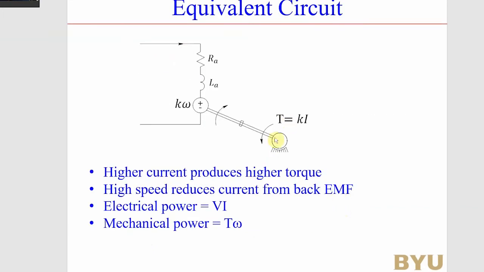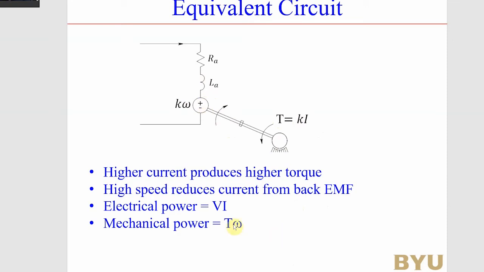So here is our equivalent circuit. So we have some resistance in the lines, we have some inductance because it's basically a big wire loop, and then we have an induced voltage on it, and this is called back EMF. And this is a function of how fast your motor is rotating. And we can also get the torque produced by the motor, which is equal to K times I. So again, here we see that higher current produces higher torque. High speed reduces the current from the back EMF. So eventually we get so much back EMF that the motor starts to slow down.